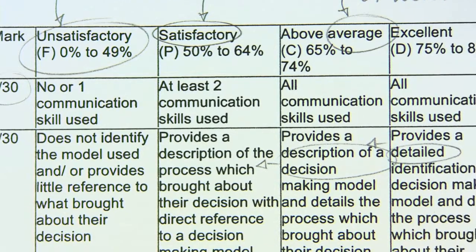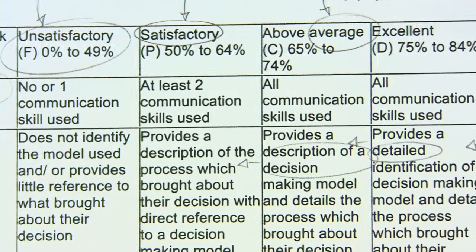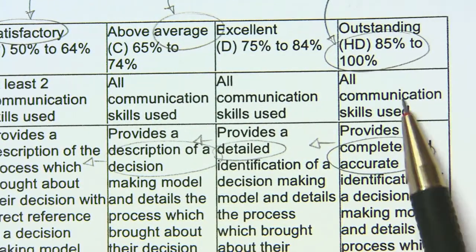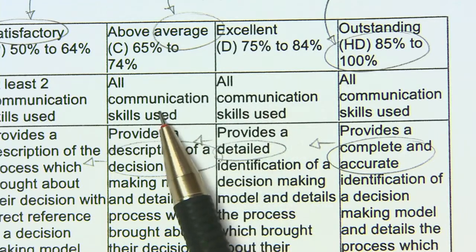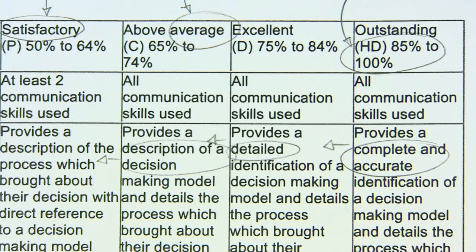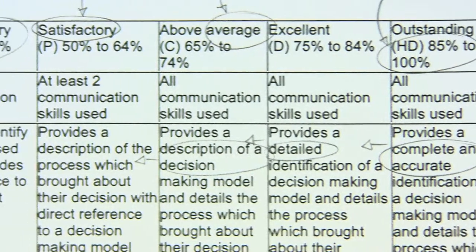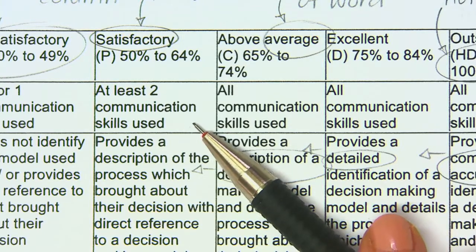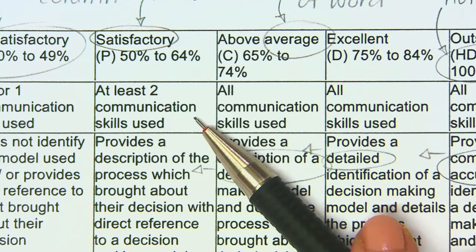You'll see that at the top level, the next level down and the next level down, all communication skills are used. But at a satisfactory level, at least 2 communication skills are used.